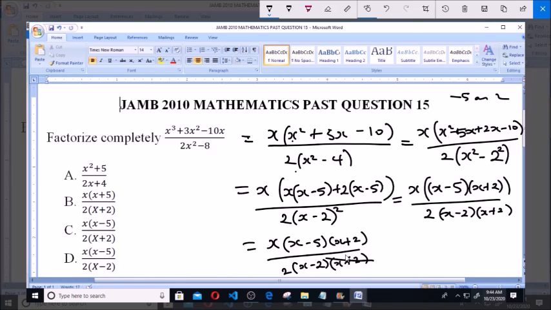Now x plus 2 can cancel x plus 2, giving us what? x into x minus 5 all over 2 into x minus 2. And this is the correct answer. This is the complete factorization of this expression, and that is option D. x into x minus 5 all over 2 into x minus 2.